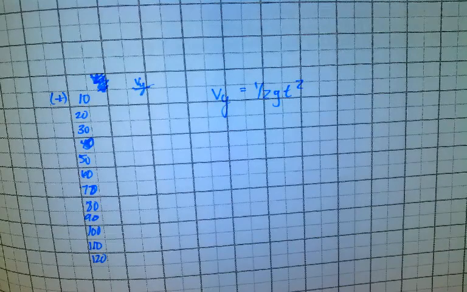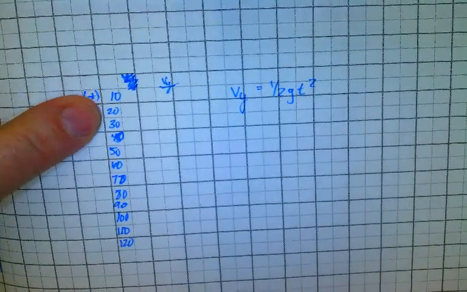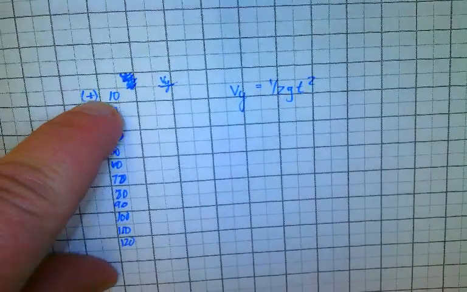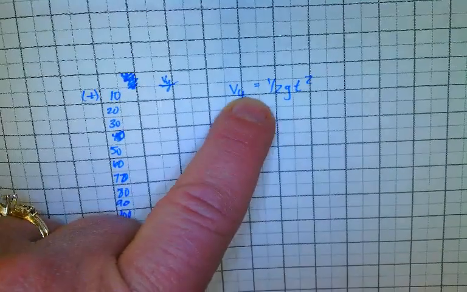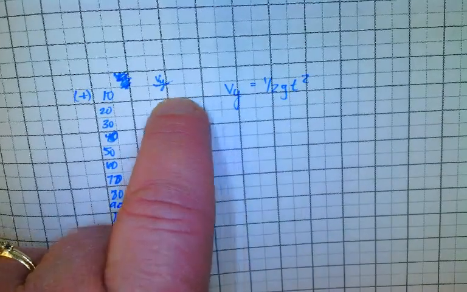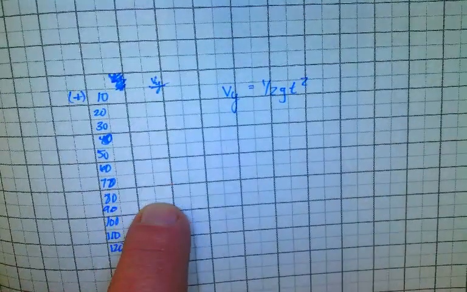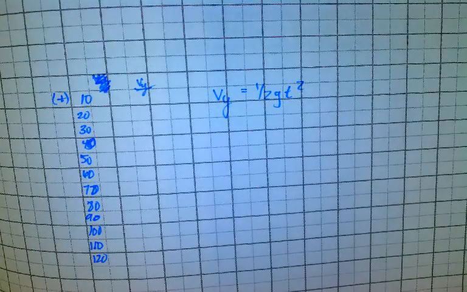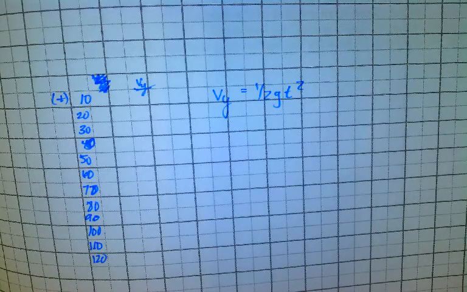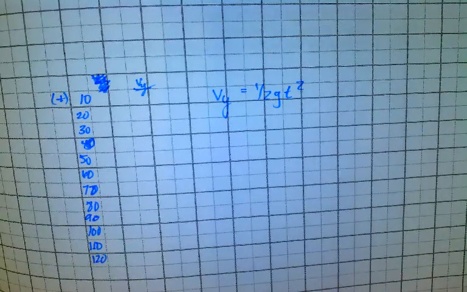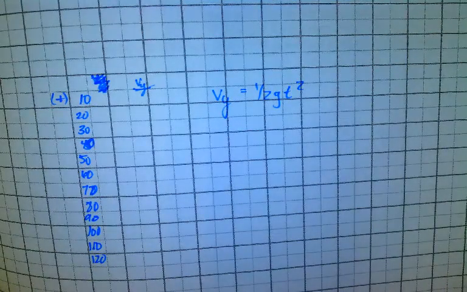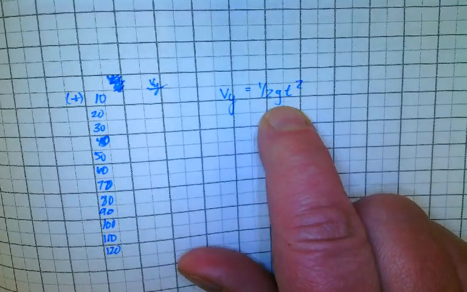What are we trying to find here? The time? No, the time is right here. That's what this T is. And then we're trying to find Vy. So you're going to take the 10, put it in there, find Vy, and write it right there. You're going to find all of these right now. What do we do about the G? It's G, negative 9.8.